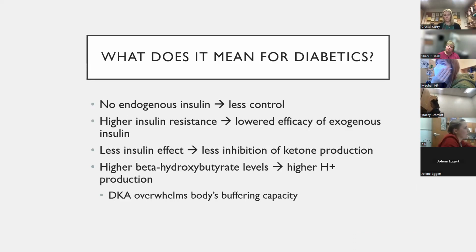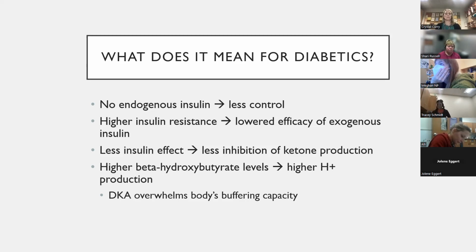So what does this all mean for patients with diabetes? What's particular in these patients is that they don't make endogenous insulin, and so they have less control over when they are controlling their ketone production and how well they're controlling their ketone production.